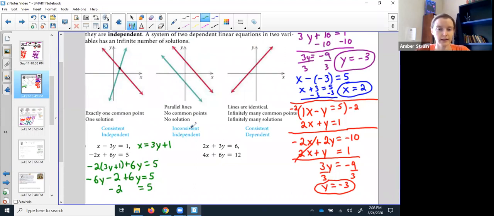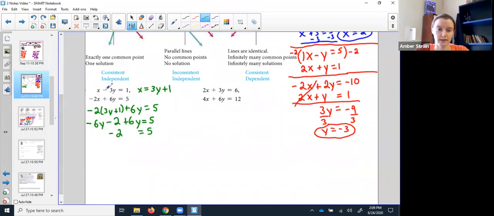Parallel lines are inconsistent. Consistent means we got an answer. There was a point where both of the conditions were fulfilled. This one would not have any point that could make this line and this line work out. There is no point x, y that would be on both this top line and this bottom line. So this one is inconsistent.